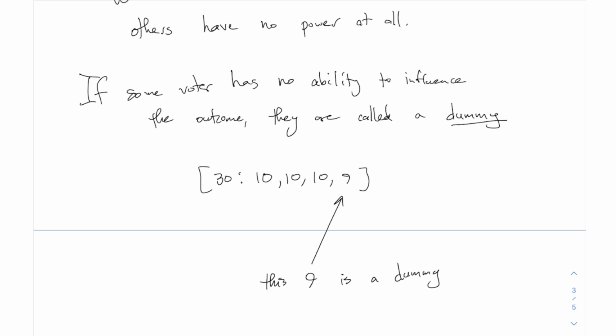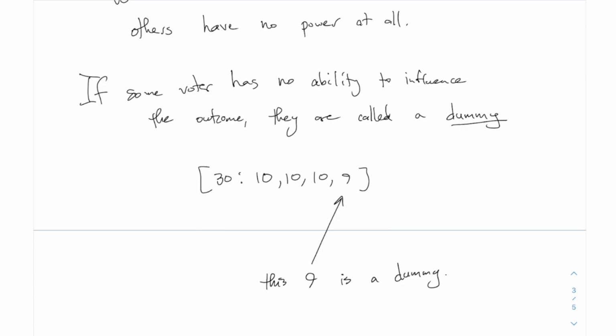But being a dummy is harder to identify than being a dictator, right? For a dictator, you can just look for who's got more than the quota. But being a dummy is not so obvious. You have to look at all these numbers and think about all the possible ways these numbers could add up to 30, and you will realize that the 9 is never part of that. The 9 is never relevant for those numbers adding up to 30. Unless it goes way above, you could add them all up, you get to 39, but then you didn't need the 9 anyway. So that's the way you got to think about that.